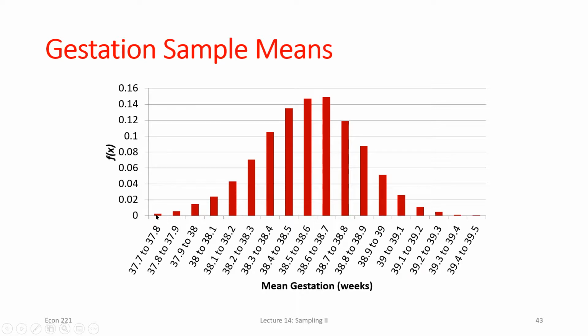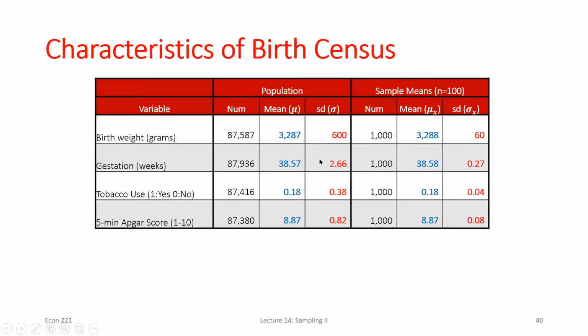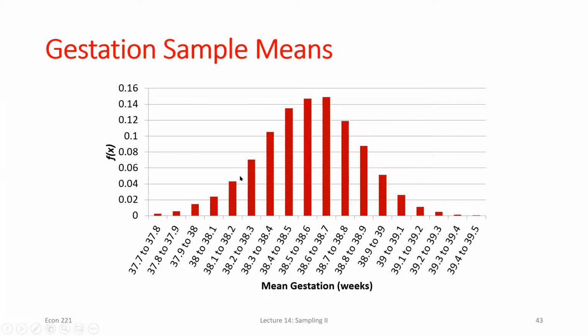The range of values I see is much smaller, right? 39 to 37, whereas if I look at the original variable, I could see weeks of the pregnancy as low as 25, as high as kind of 47 there. So looking at the sample mean distribution should just have a much lower variance or just be a much tighter distribution, right? The range of values I see has gone down quite a bit.